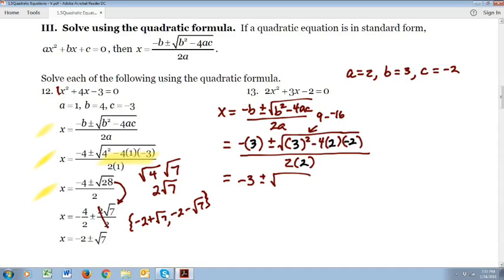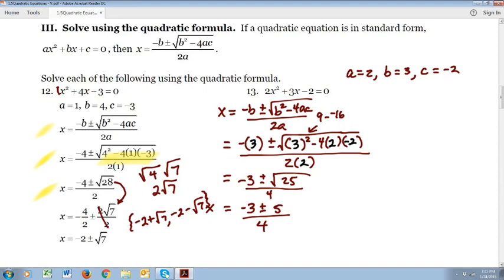If you find yourself making mistakes, make sure you're checking these on your calculator, because your calculator is going to be able to do this. But there's no reason why you shouldn't get from here to here. This is going to be 25. 9 minus the negative 16 is 25. So we end up with negative 3 plus or minus the square root of 25 over 4. Of course, the square root of 25 is 5, so we're going to have x equals negative 3 plus or minus 5 over 4. So notice here, this is all numbers, and we can actually simplify this.